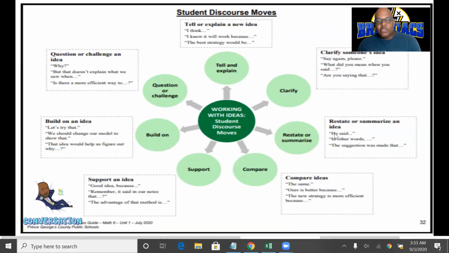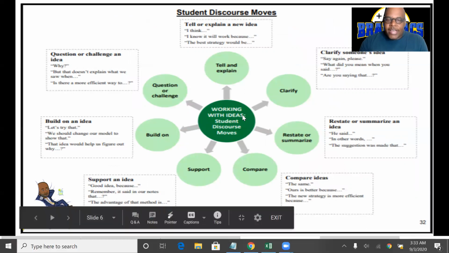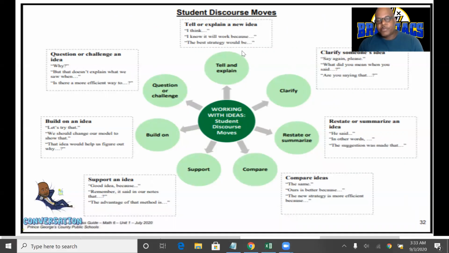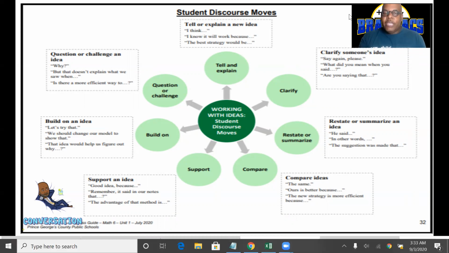So when we talk about the moves of student discourse, it's working with ideas, student discourse moves. So the first thing is to tell or explain the idea. So that's when the teacher calls on you and says, please tell or explain your idea. And this is how you begin. You will begin with things like, I think, I know it will work because, the best strategy would be.